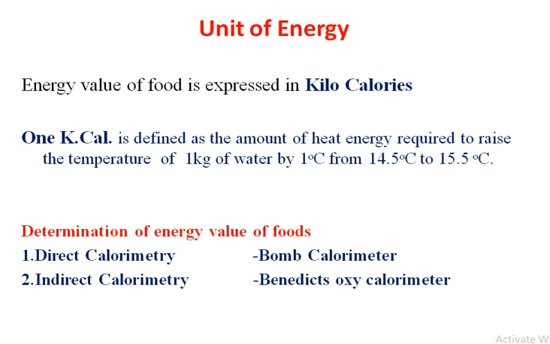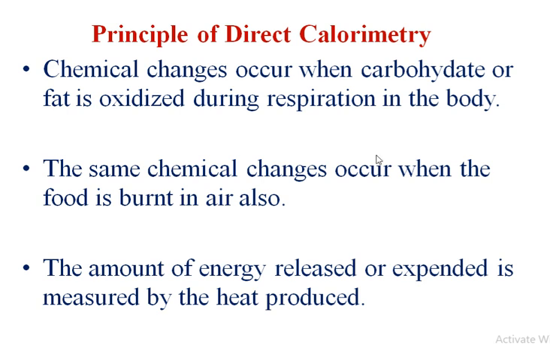Now let's see the determination of energy value of food. The determination of energy value of food can be done in two ways. One is direct calorimetry and another one is indirect calorimetry. In direct calorimetry, the instrument used for the determination is the bomb calorimeter. In indirect calorimetry, the instrument used to determine the energy value of food is Benedict's oxycalorimeter. In this session, we are going to see about direct calorimetry.